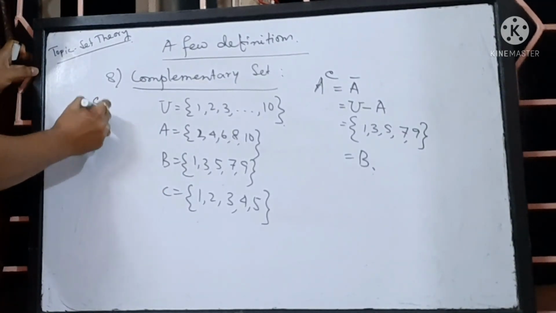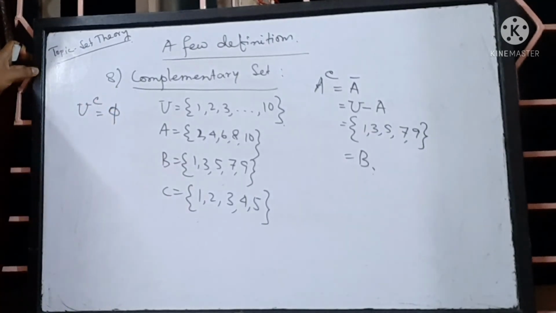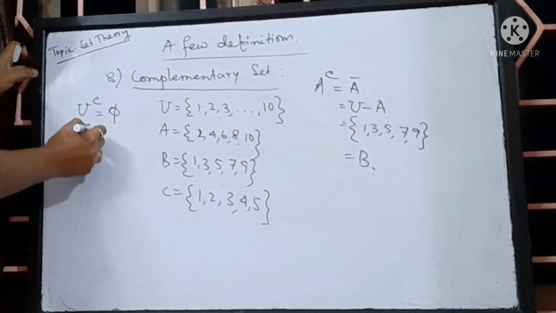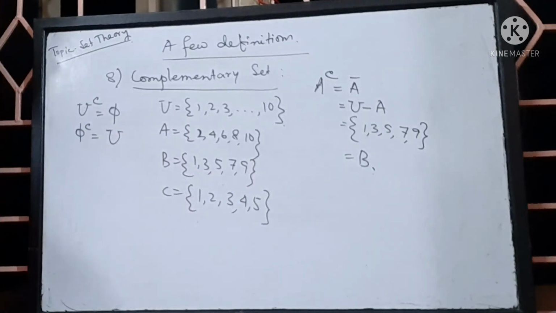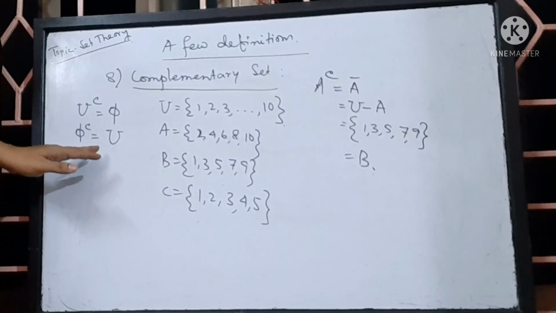We can easily say the complement of the universal set U is equal to phi, and the complement of the null set is U. The complement of the null set is equal to U.